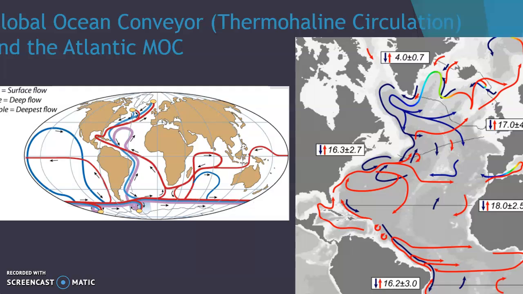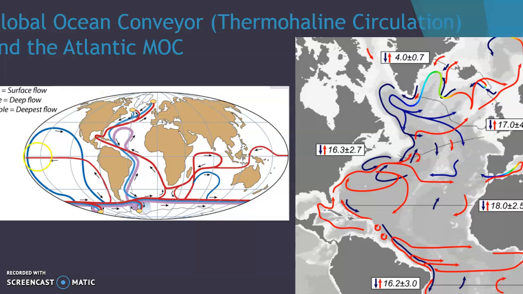In the global ocean conveyor, the red represents warmer water closer to the surface, the blue represents colder water that is deeper, and the purple represents the absolute deepest ocean currents. Here you can see the Gulf Stream, which some of you may have heard of before. It's warm water going up the Florida coast, up to the Carolinas, then shooting over to northern Europe.